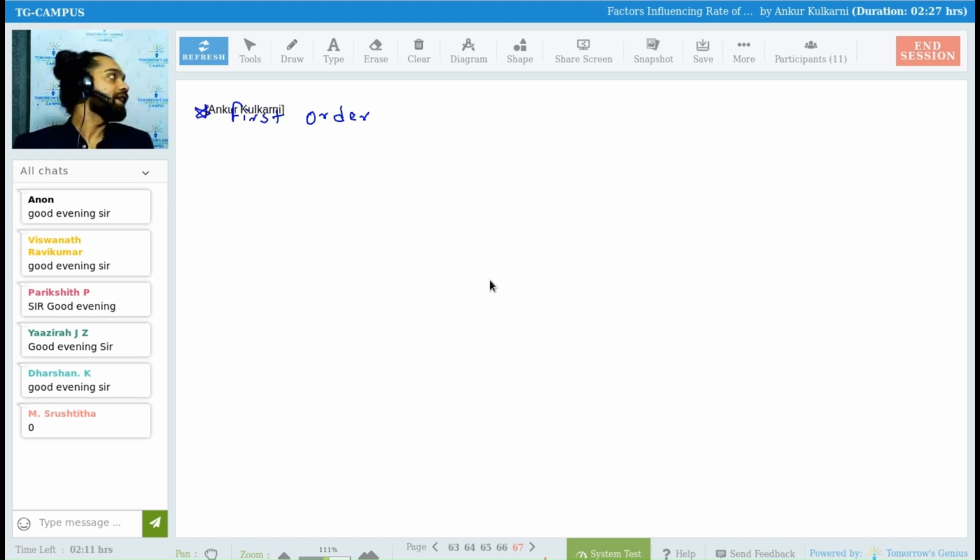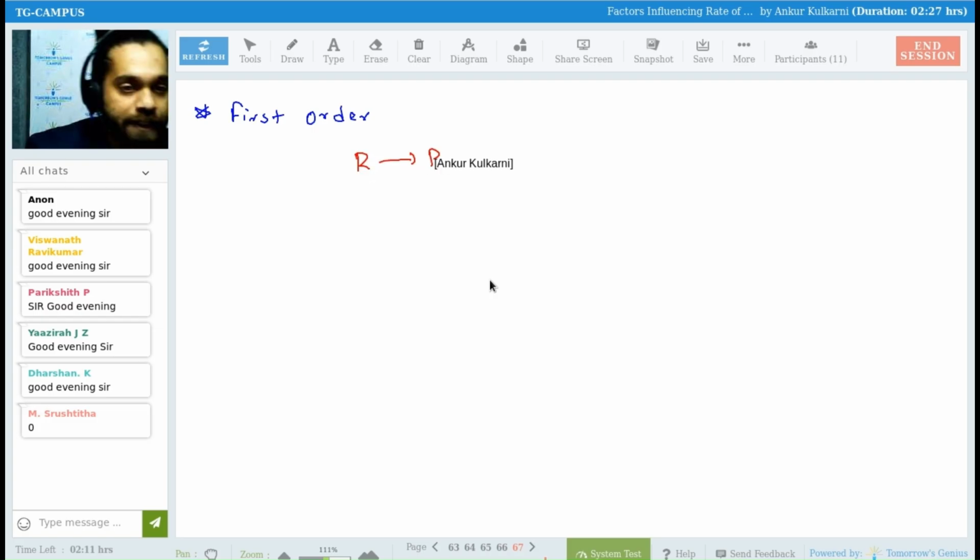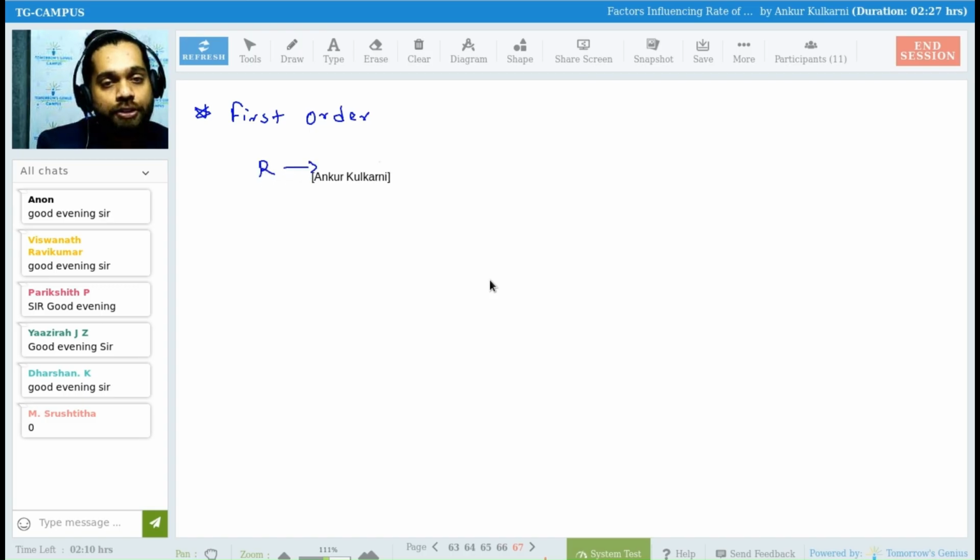Now over here in the first order, again the same thing. Reactant is going to give me product. So again my rate will be proportional to what? We have already done this. My rate will be proportional to the reactant, raised to x. If I remove the proportionality sign, it will be equal to k times R to the x.